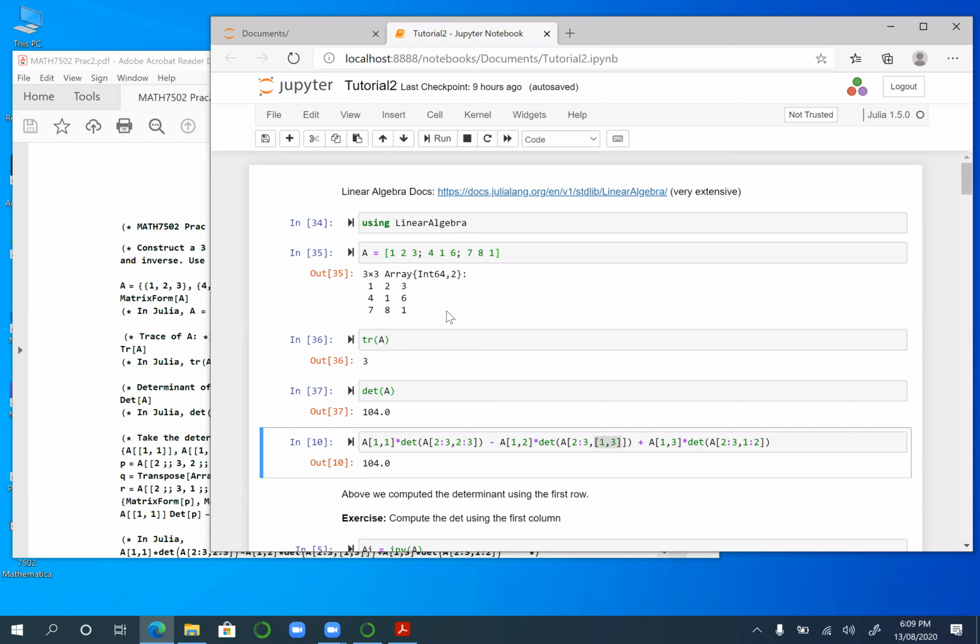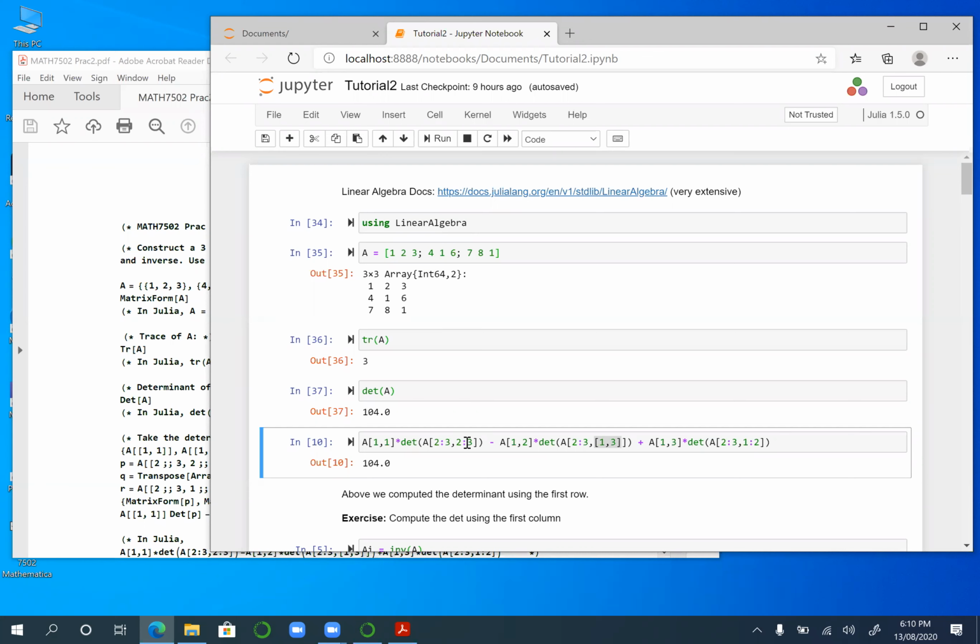But this is really an exercise in indexing. All right, now how do we do this? What we're doing here, you see 2:3 and then a comma, 2:3. So what we're extracting is rows 2 through 3 and columns 2 through 3. And then we're taking the determinant of that matrix that we formed.